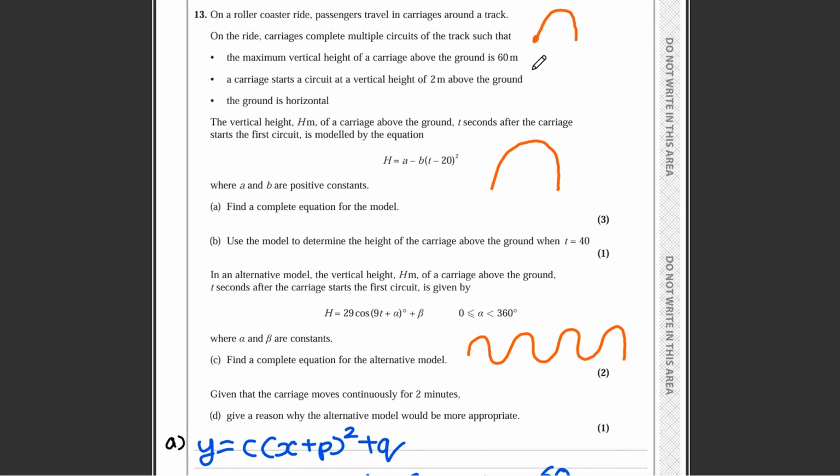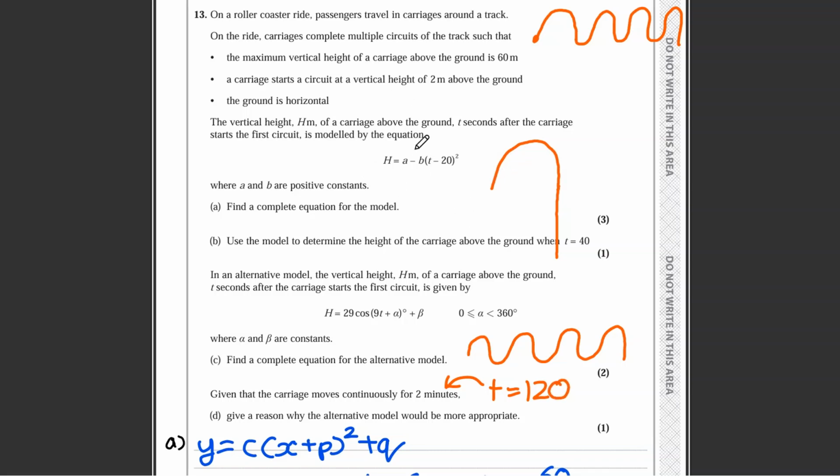The problem is when t starts to get bigger, so when the ride keeps going, it completes multiple circuits. So ideally we want this model to kind of look like this here, where it keeps going up and down to represent multiple circuits, kind of the roller coaster going up and down. The issue with this first model is, as this is a parabola, this isn't going to do this. This is just going to keep going down this parabola. So if we consider, given that the carriage moves continuously for 2 minutes, as t is in seconds, this is going to be where t is equal to 120.